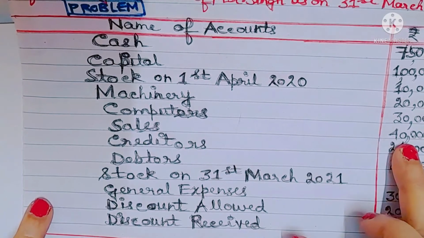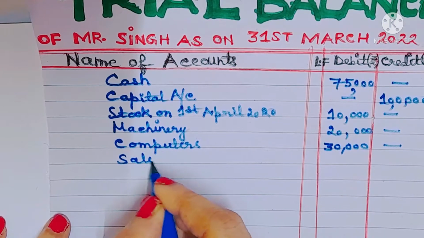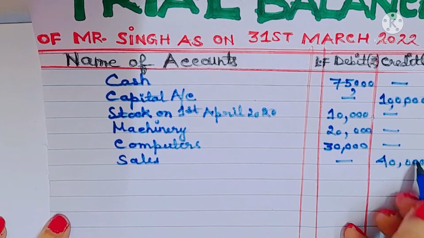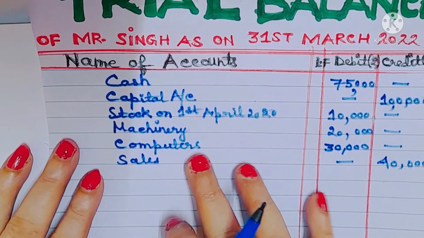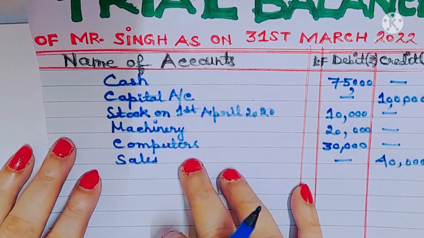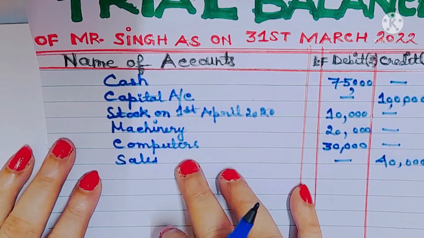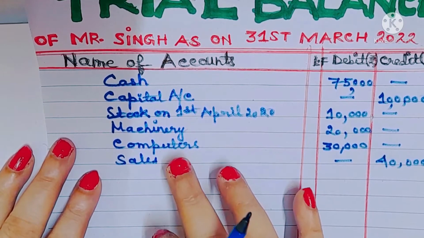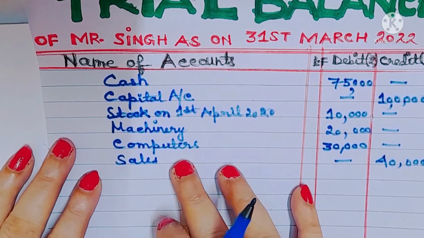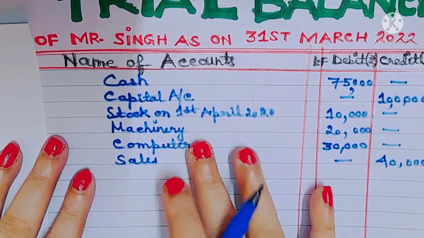Sales. Sales is 40,000. Let's write. Sales is a credit balance, 40,000. Why is sales a credit balance? Because sales comes under real account as well as nominal account. According to real account, what goes out is credit. When goods are sold, goods go out of the business, so sales account will be credited. According to nominal account, all incomes and gains are credited. Here, when goods are sold, money comes in. So sales is an income. So sales account will be credited. Understood? Let's see the next account.